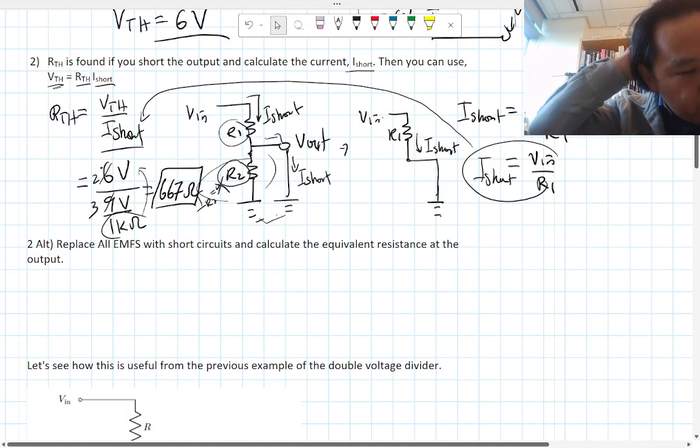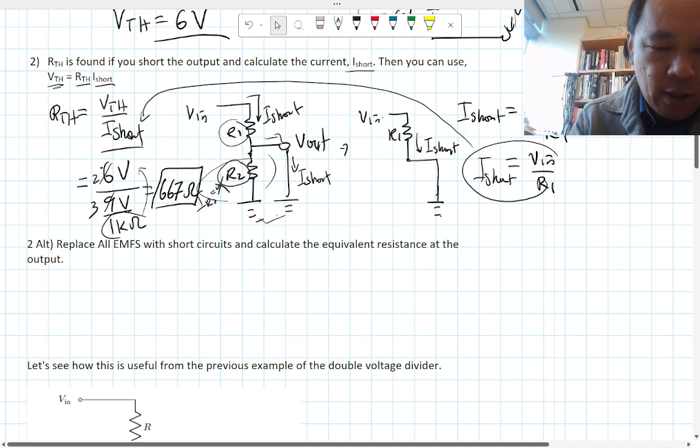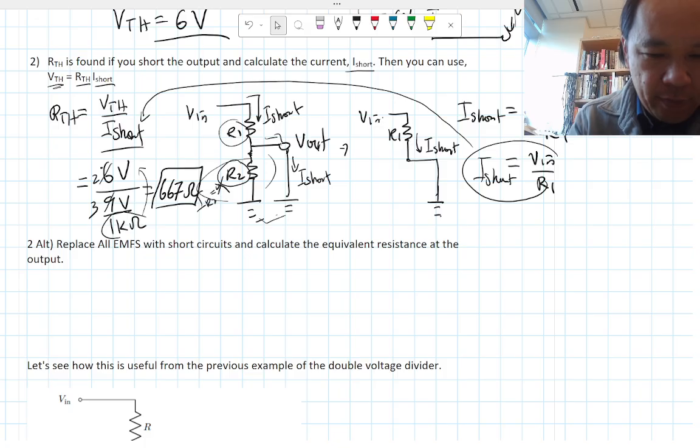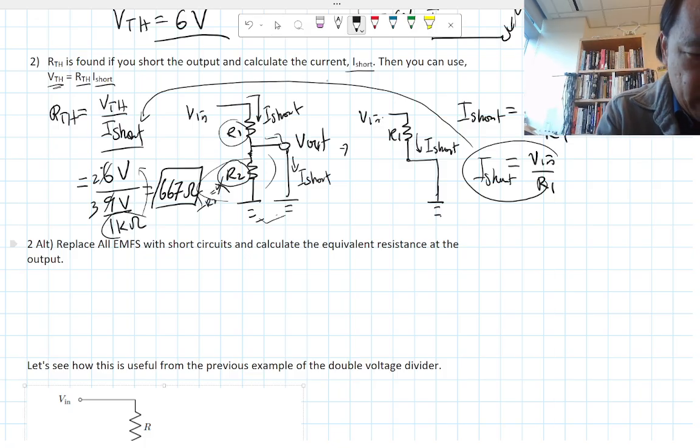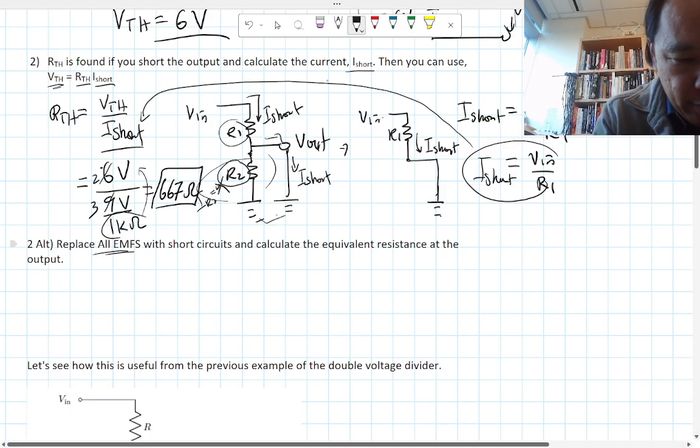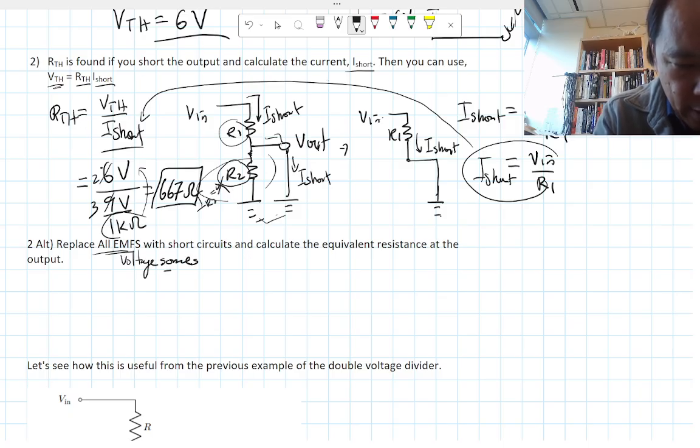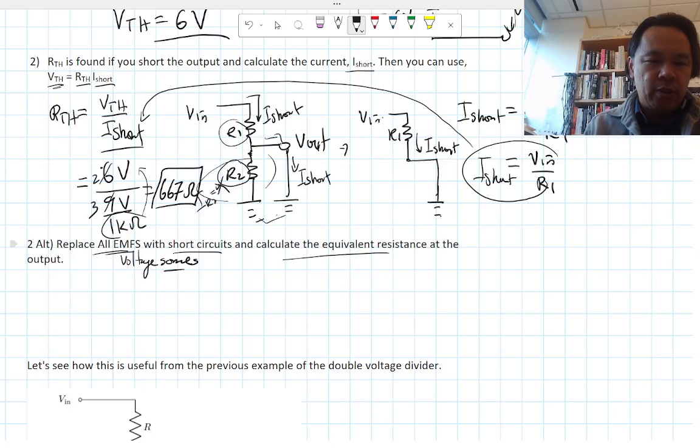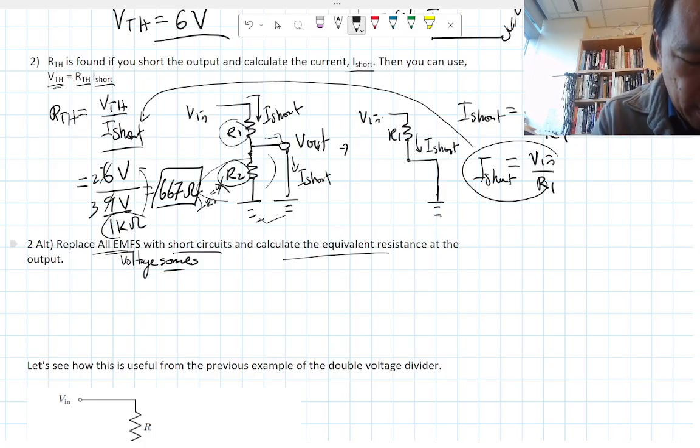There's actually an alternative way to calculate R Thevenin. The alternative way is stated in the textbook. What you do is replace all the EMFs, meaning all the voltage sources, with shorts, and then just calculate the equivalent resistance. What does the book mean by that?